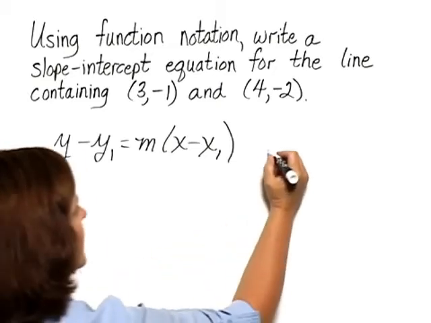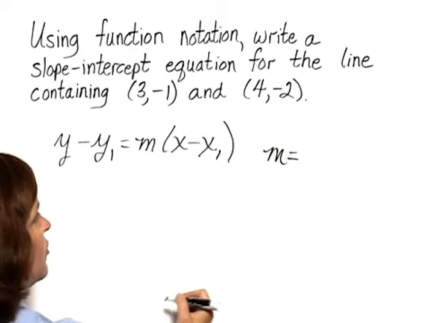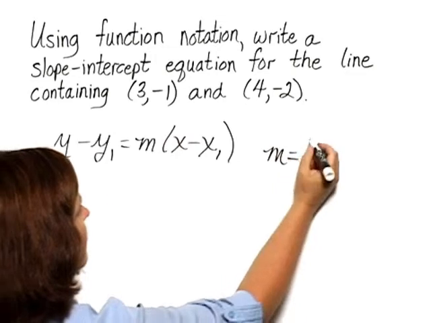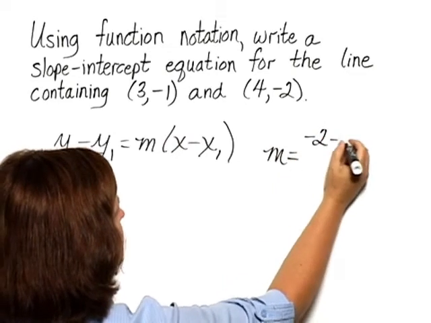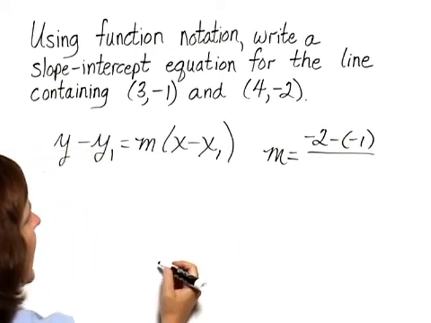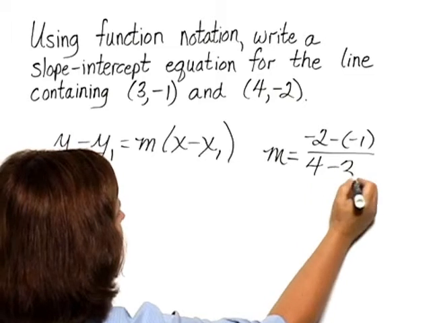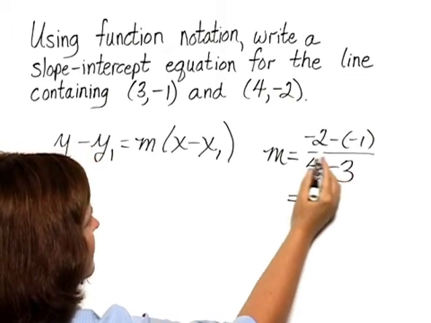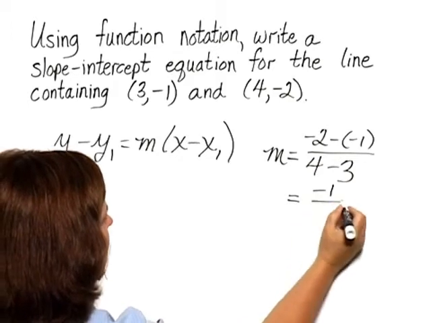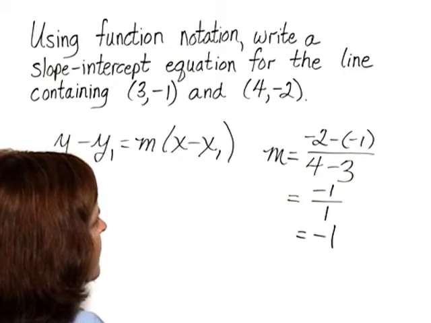The slope is m equals the change in y over the change in x. That's -2 minus -1, divided by the change in x, which would be 4 minus 3. And that would be -2 minus -1 is -2 plus 1, or -1, divided by 1, which is -1.